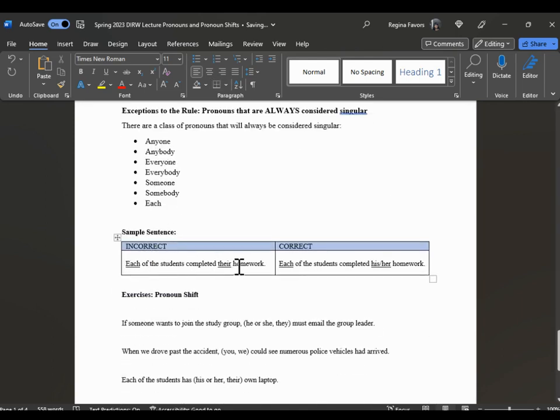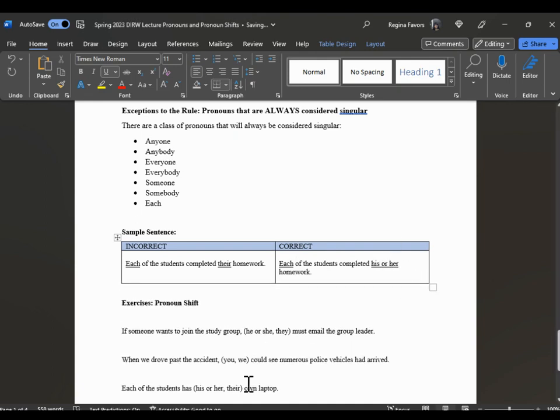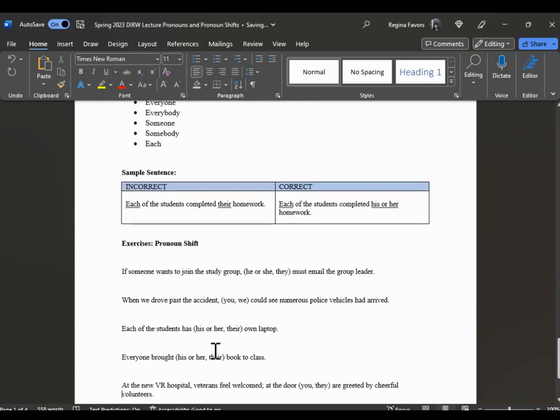Each of the students completed their homework. Well, their can be possessive, but it's also considered plural. So each of the students completed his or her homework. And his or her is usually used in academic writing. So his or her. So let's look at sample sentences.